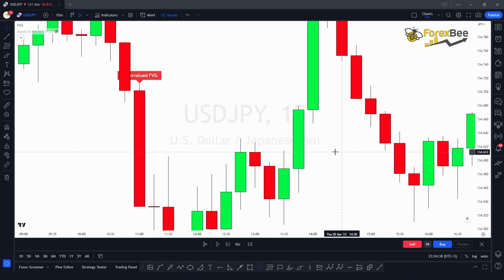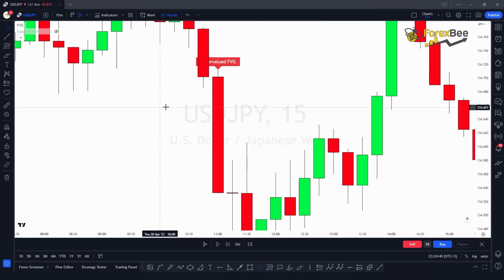So if I just go ahead and zoom in a little bit, we can see that this is the 100% of this candle, so let me just go ahead and draw that out. This is the high and this is the low of this candle on which the undervalued fair value gap is forming. And if we look from the top, the 38% of this candle from the top would be somewhere around here, and the 38% from the bottom or low would be somewhere around here.